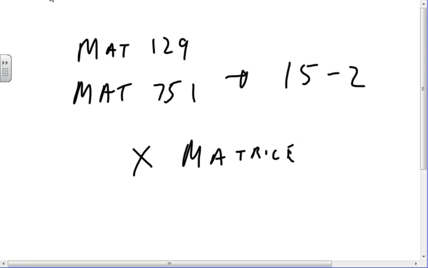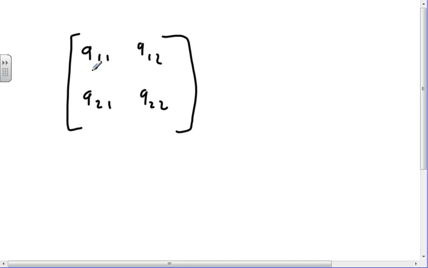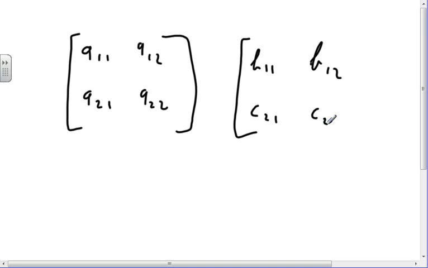Okay, so we have two matrices, A11, A12, A21, A22. So A11 is the element in the first row, first column. A12 is first row, second column. We're going to multiply that times B11, B12, C21, C22.